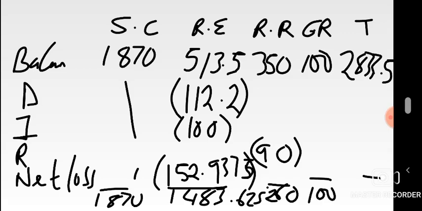Therefore, you take the summation of all these below. What do we get as the final total at the bottom here? 2378.362. So I'll just rewrite that final figure again so that you can see it.